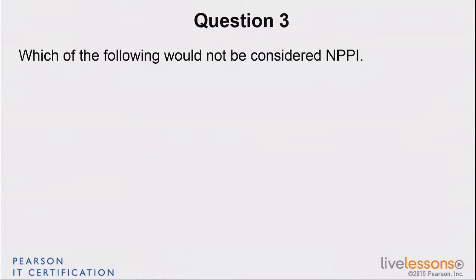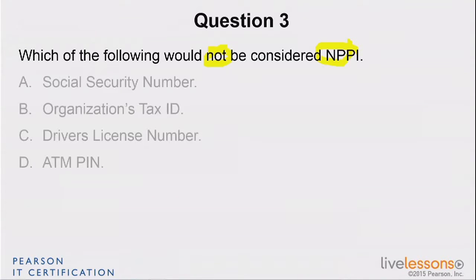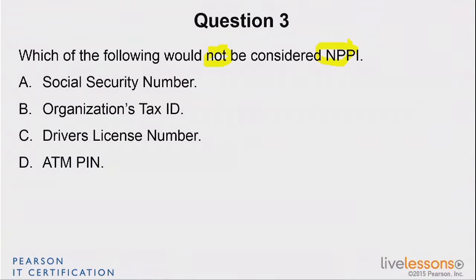Question 3. So which of the following would not be considered NPPI? There's the word not, and we need to define what NPPI is. We said NPPI was non-public personal information. A social security number, an organization's tax ID number, a driver's license number, or an ATM PIN.